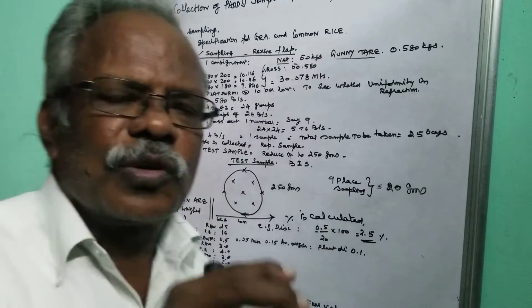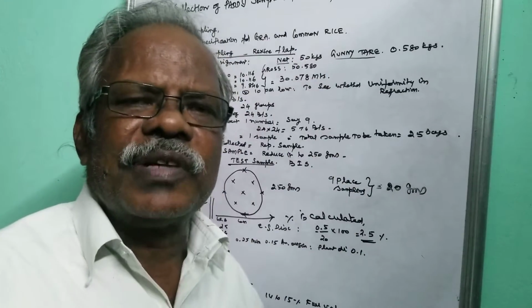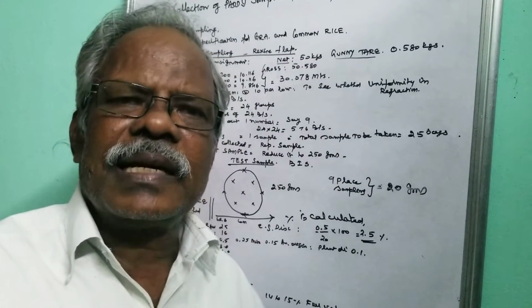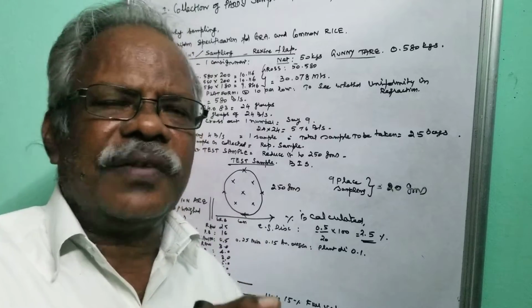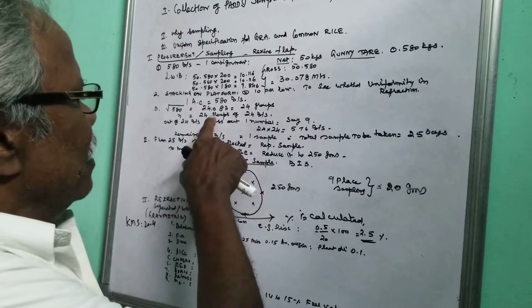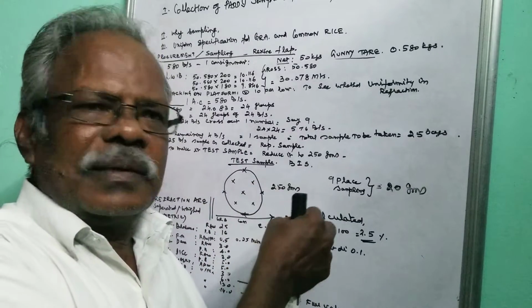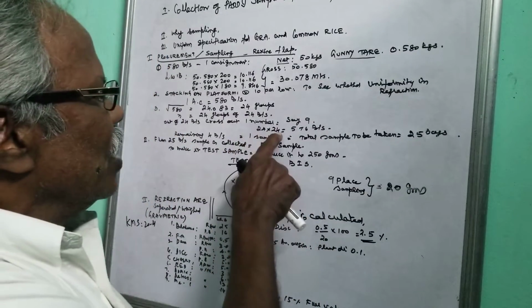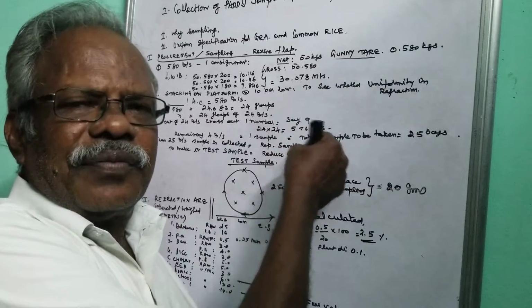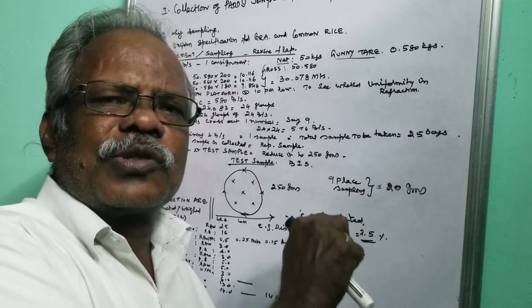So n is equal to 24 groups. That is, 24 groups we have to take. Each and every group consists of 24 bags, and the remaining is 4 bags. 24 into 24 is 576 bags. For the 4 bags, another sample should also be taken.